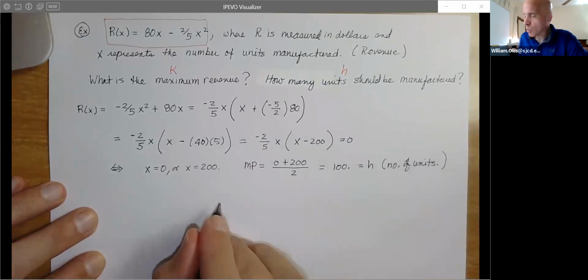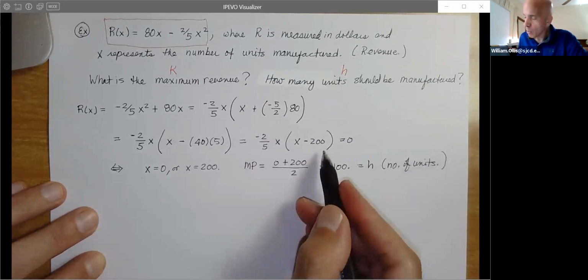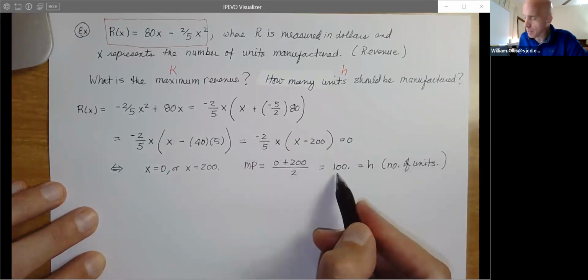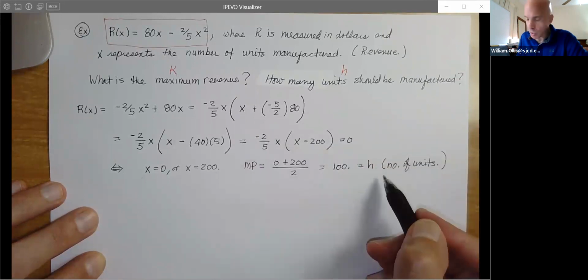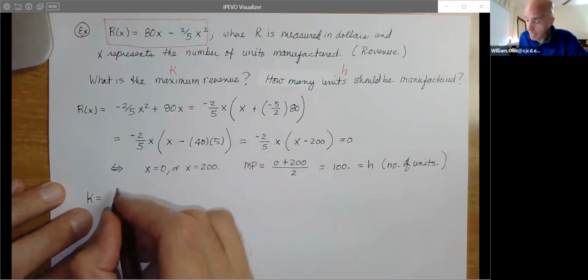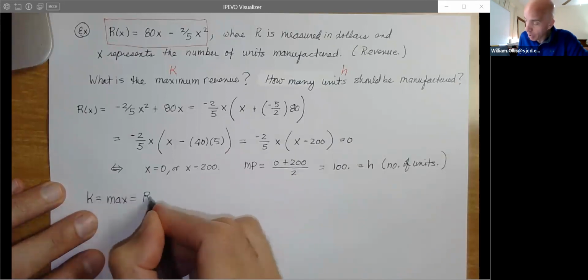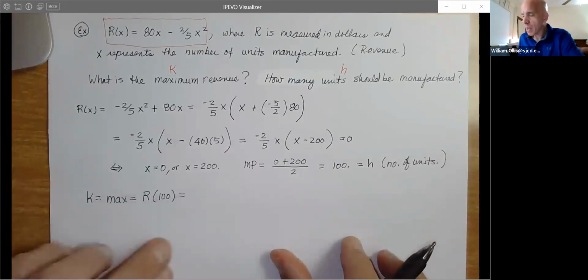But here is what's nice about this. With this nice factoring here, we can easily compute the image of this. So this gives us the number of units, the h, and so now k, which in this case will be the maximum, will be r of 100.